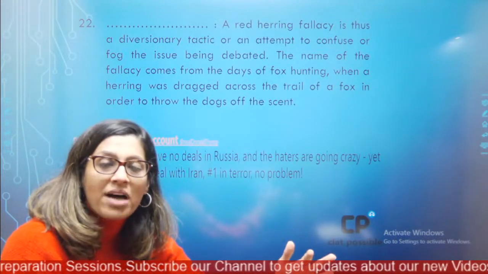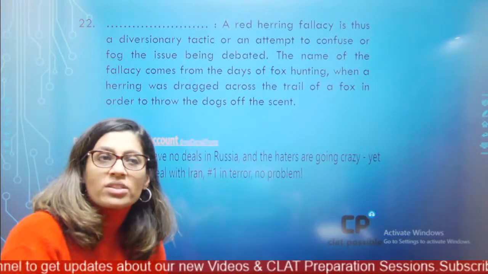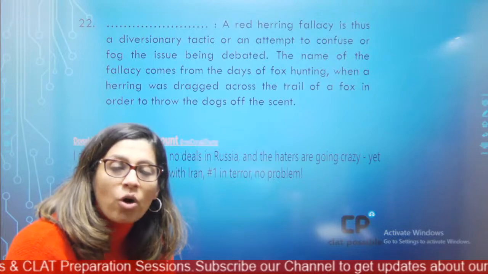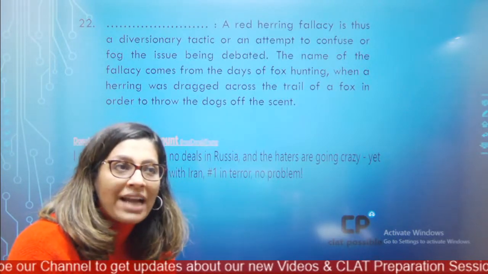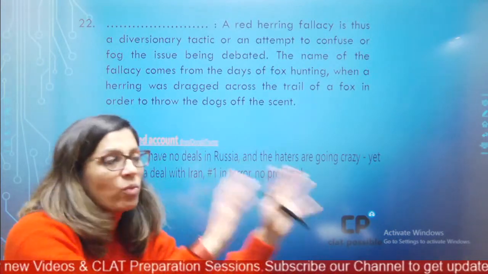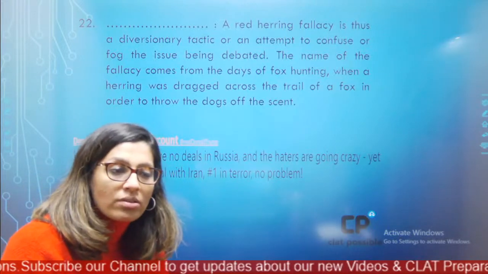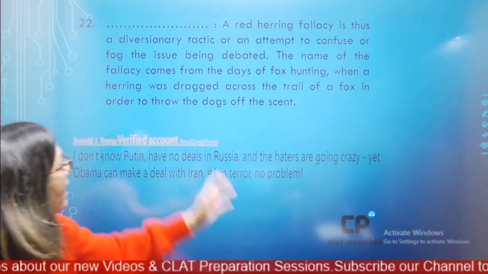Any bill has to be passed. So to divert attention away from the bill, they'll show some terrorist getting killed somewhere on the border, or they'll show some students chanting anti-national slogans and divert your attention from the bill, and the bill will be passed. So tricks that are used all the time that we see happening. So red herring is basically that.